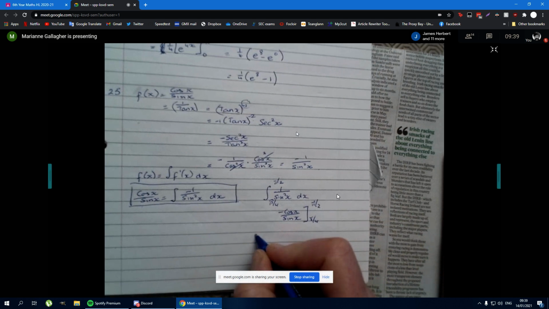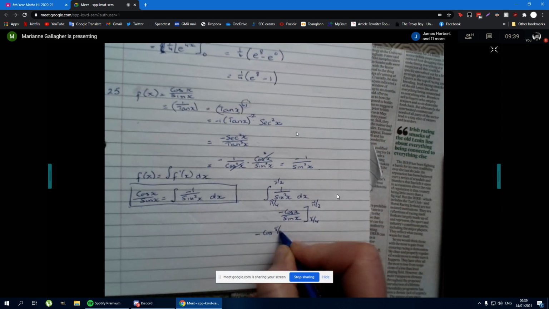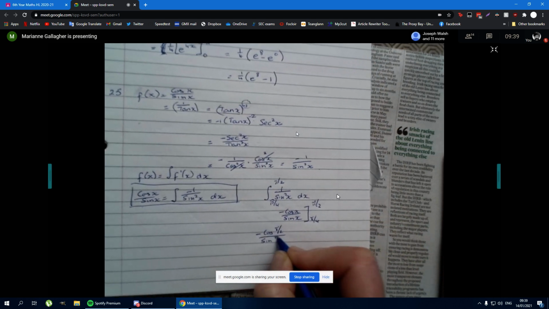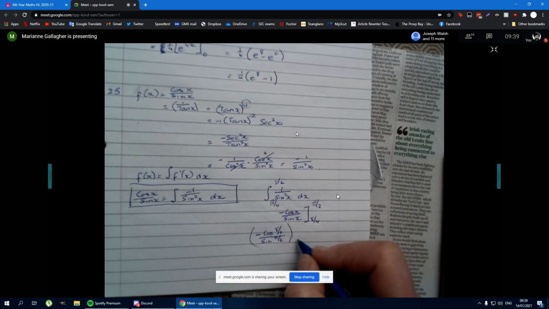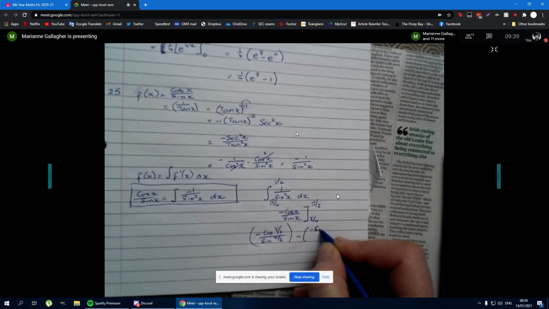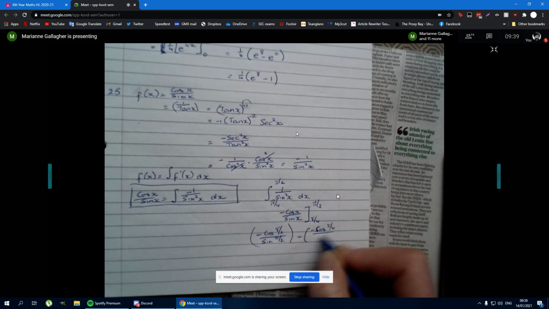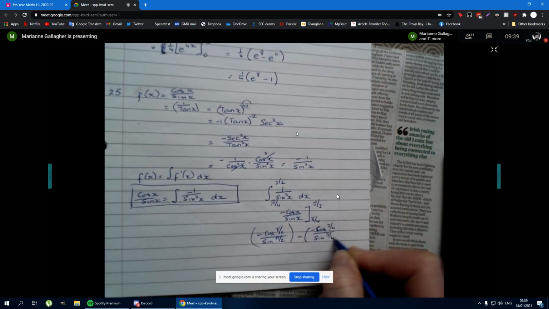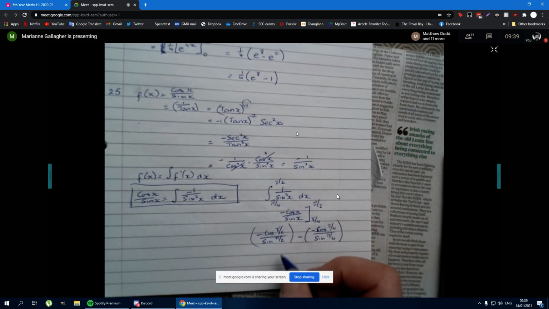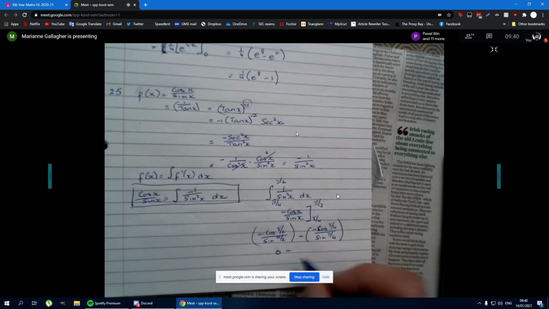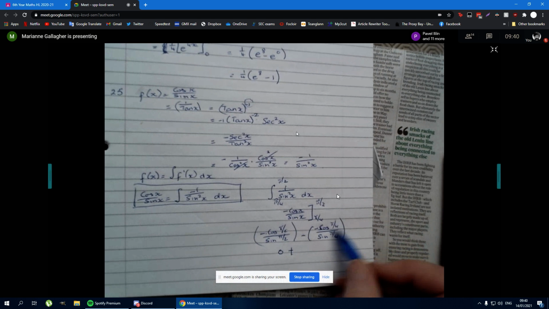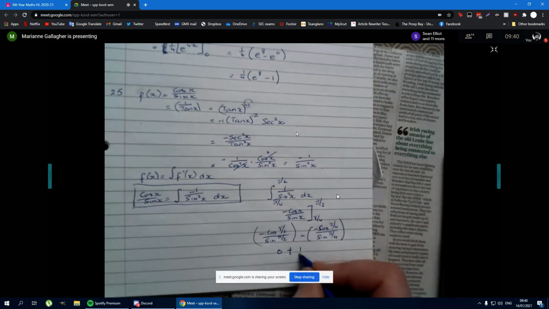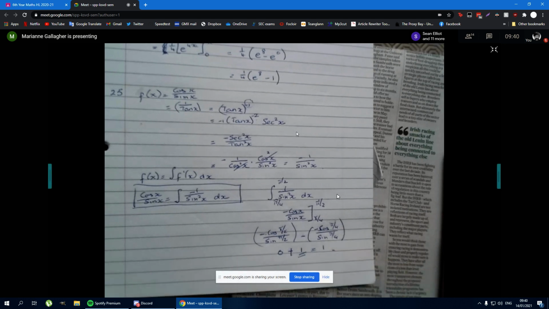And then we're doing that from pi over 4 to pi over 2. So your first bracket is minus cos pi over 2 divided by sine pi over 2. And your second bracket is minus cos pi over 4 divided by sine pi over 4. And cos pi over 2 is 0. So that's just 0 minus 2 minuses is plus. Cos pi over 4 and sine pi over 4 are both 1 over root 2. So that just ends up being 1. And that's your final answer.